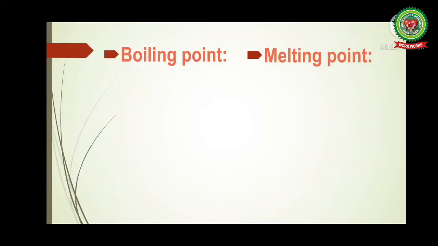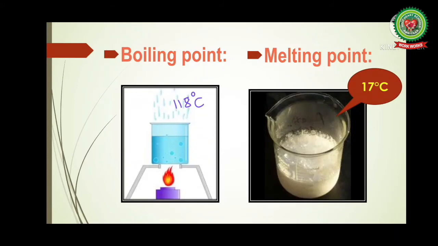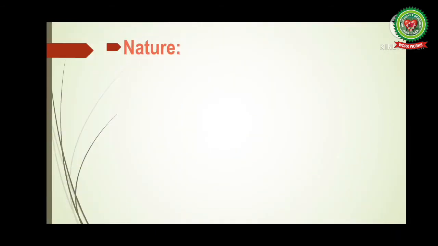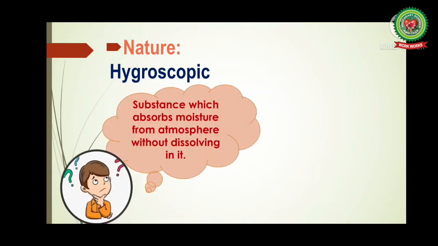Moving forward, the boiling point of acetic acid is 118 degrees Celsius and melting point of acetic acid is 17 degrees Celsius. On cooling, acetic acid forms a crystalline mass just like ice, so it is also called glacial acetic acid. Next property is nature. Acetic acid is hygroscopic in nature. Now students, what is hygroscopic? Substance which absorbs moisture from atmosphere without dissolving in it is called hygroscopic.